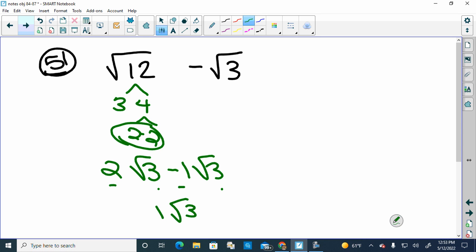Okay, so radicals are like x's. Adding and subtracting, you can only add and subtract if the radicals are the same. So sometimes they will be, sometimes they won't. Like the example we did where we had an x, y in one of them and just an x in the other one, then you can't combine them.